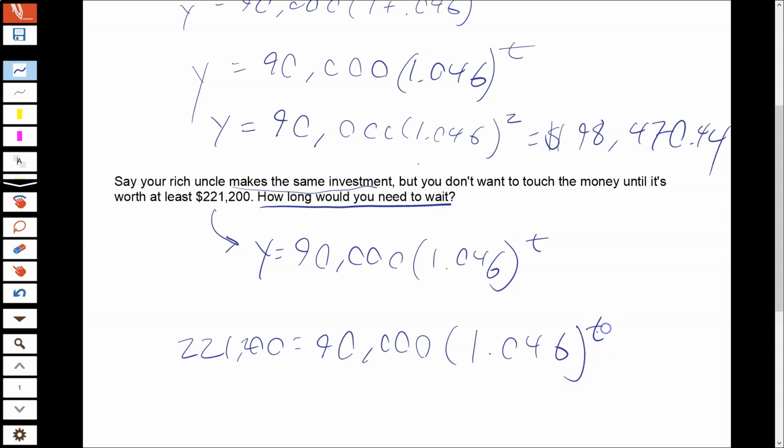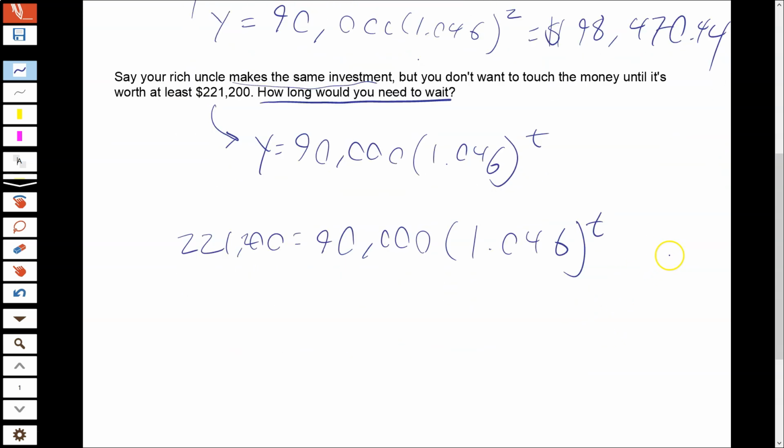Okay. Now, because our variable of interest is an exponent, we have to do some interesting math to get there. The first thing I'm going to do is divide on both sides, and I get 2.45 when I divide 221,000 by 90,000. So 2.45 equals 1.046 to the t power.